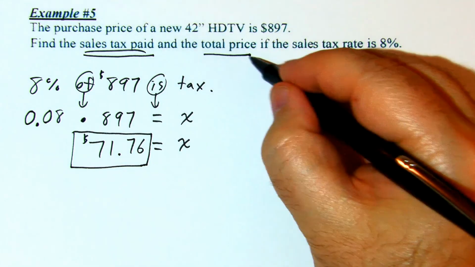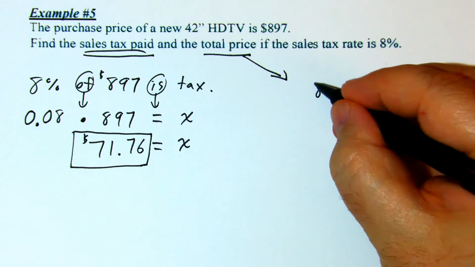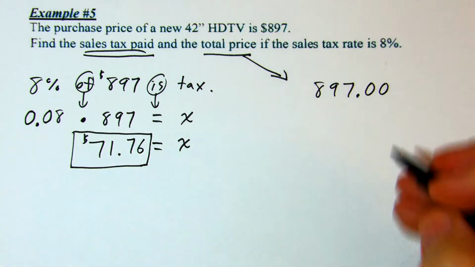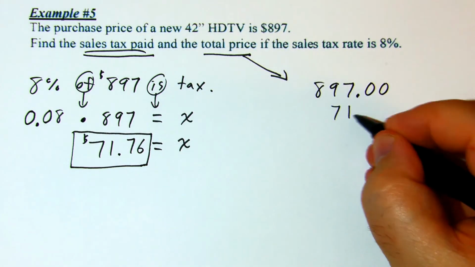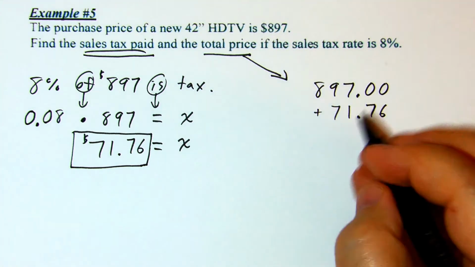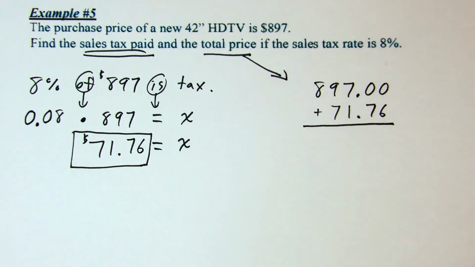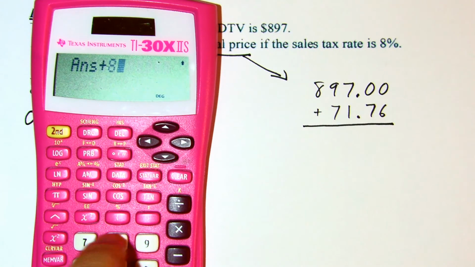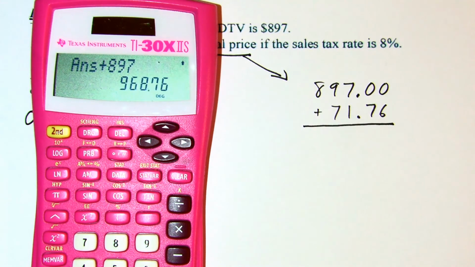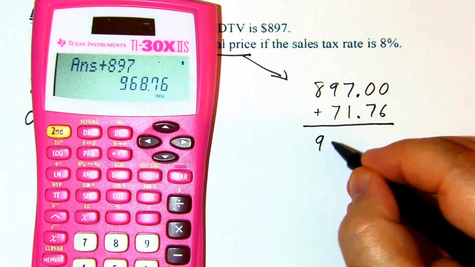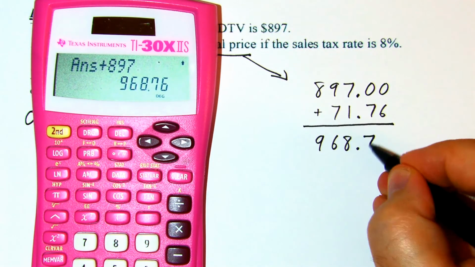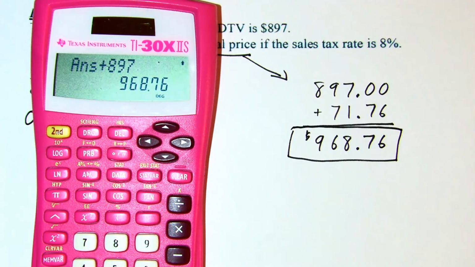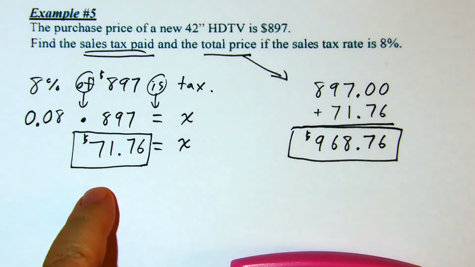Now they want the total price. To find the total price, I'll take my 897 and I'll show it with the pennies as well. So I can line up my tax of 71.76. Those need to be added together. Use my calculator. And actually my 71.76 is already in the window, so I'm going to add 897. And I get 968.76. So that's $968.76, and these are our final answers.